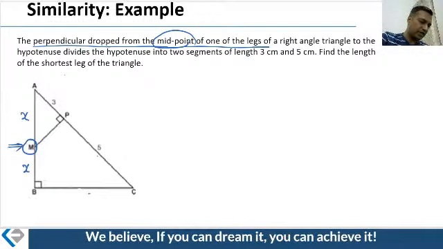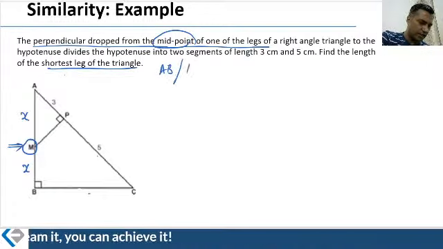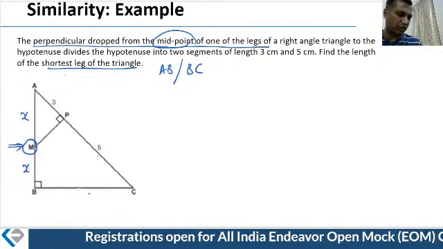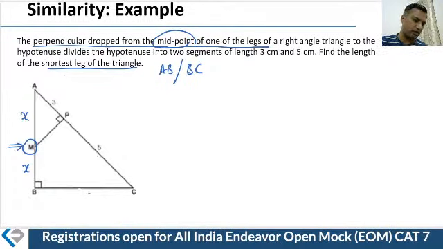So finally, what I have to find out is the length of the shortest leg of the triangle, which means either AB or BC. If you think that AB is shortest, tell me its length. If you think BC is the shortest, then tell me the length of BC. Either AB or BC is going to be the shortest leg of the triangle. Find that out. That's what the author is trying to say.